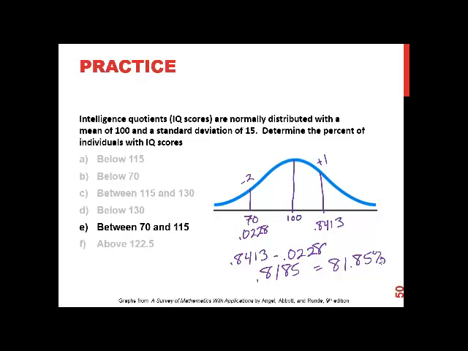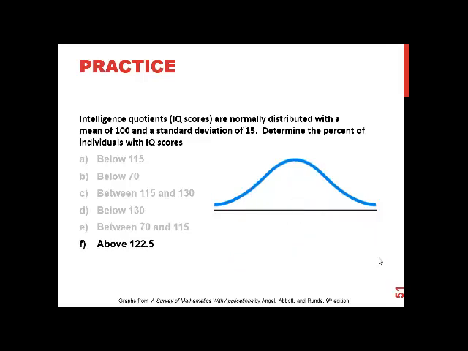And finally, above 122.5, that'll be the most challenging out of this batch. So let's see, 122.5 minus 100 all over 15 would be 22.5 divided by 15, which is a z-score of 1.5.